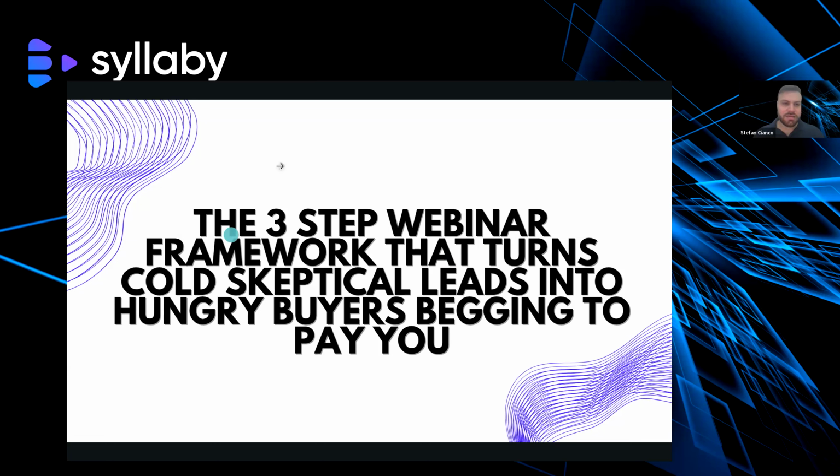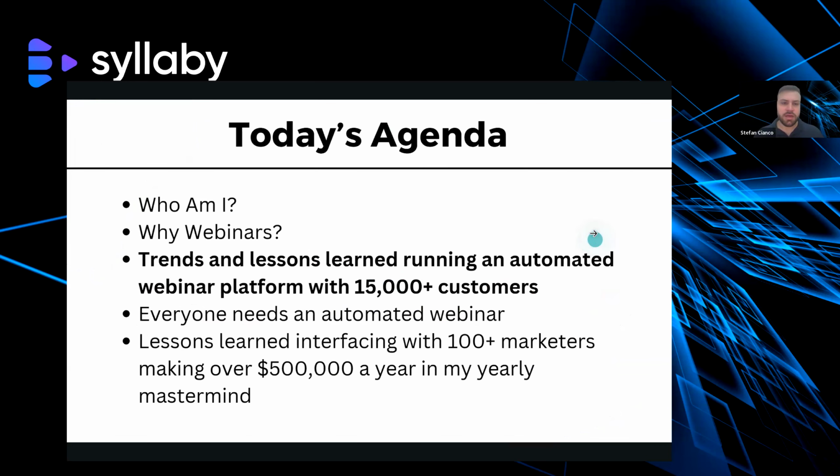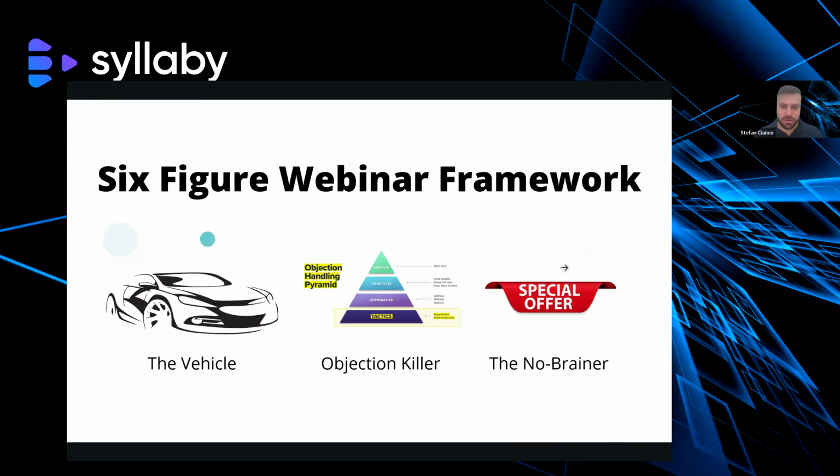So here is the six-figure webinar framework. So there's three parts to a killer webinar. The first part is the vehicle. The second part is the objection killer. And the third part is the no-brainer, okay? So let's go ahead and get into that a little bit. Oops, sorry. Okay. So I guess this is a slide we're going to get into a little bit.